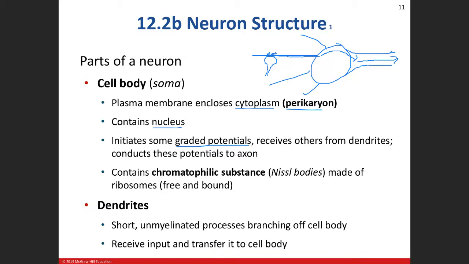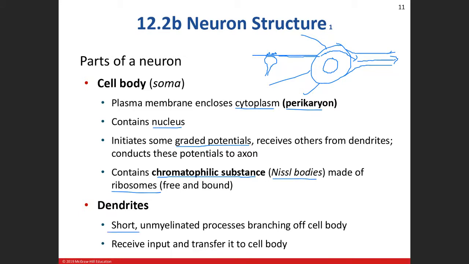So in the cell body, we find the nucleus. In addition to that, we find some organelles. Endoplasmic reticulum, the site for protein synthesis. On the endoplasmic reticulum, if you see little bumps on there, we refer to that as the rough endoplasmic reticulum. We describe those bumps as chromatophilic substance or Nissl bodies. Those are ribosomes, and as you know, their job is to make proteins. They're found on the endoplasmic reticulum, or they can be free-floating. Those are free ribosomes.